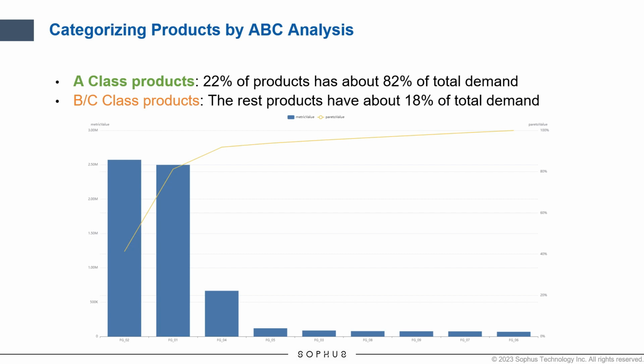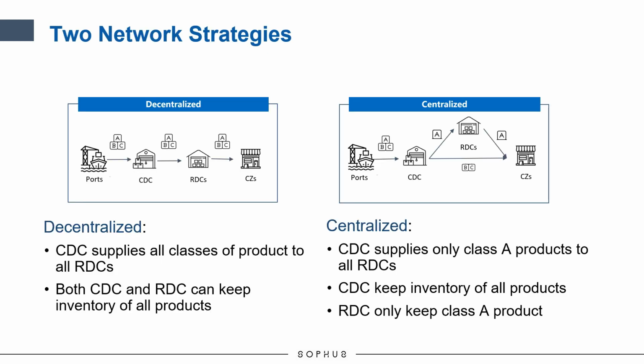For better understanding, we categorize products using ABC analysis, an inventory management technique that classifies items based on their significance to the business, like demand, cost, and risk factors. Class A items are vital, significantly contributing to sales volume or profitability, while Class B and C items are progressively less critical. Class A products account for 82% of total demand, with B and C class products comprising the remaining 18%. We'll now compare decentralized and centralized inventory deployment strategies.